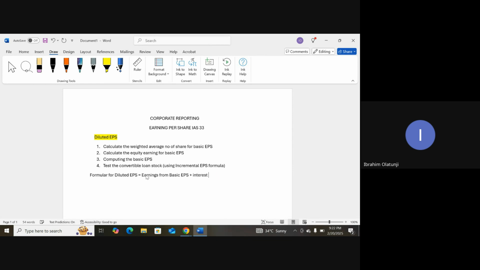I said I would demonstrate this. I think I gave this formula yesterday, and I said I would demonstrate the formula today. And I said it will be interest savings.